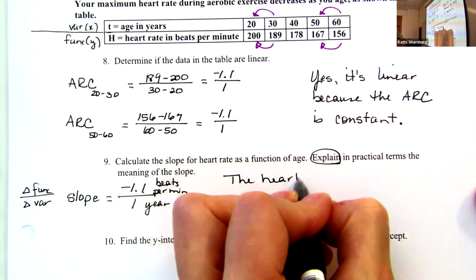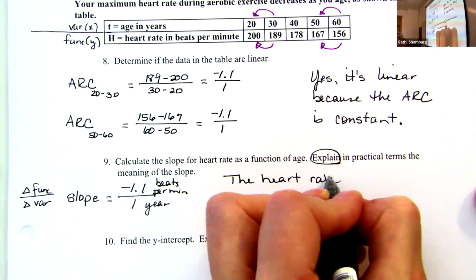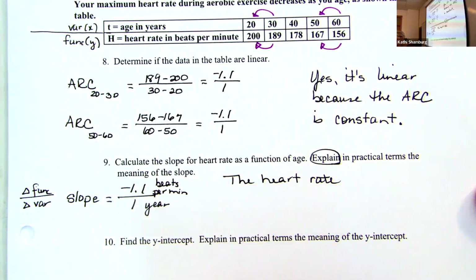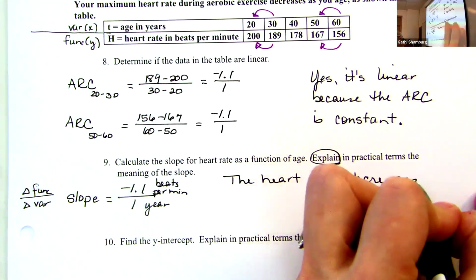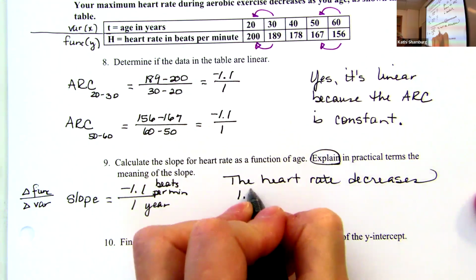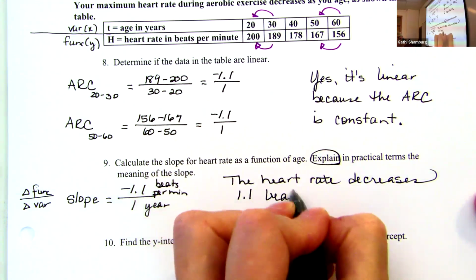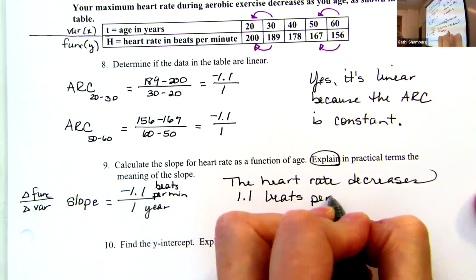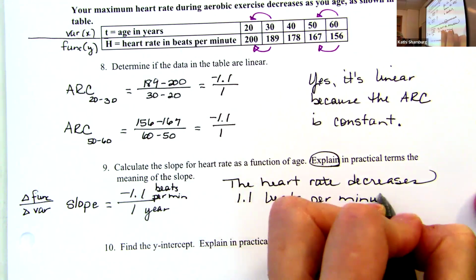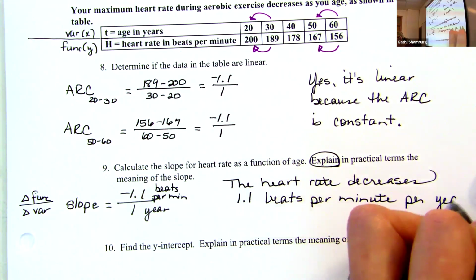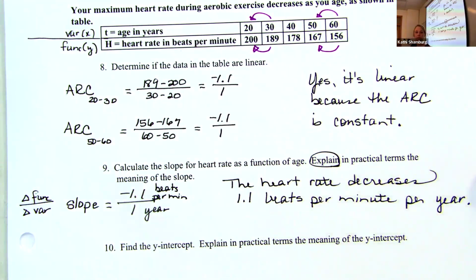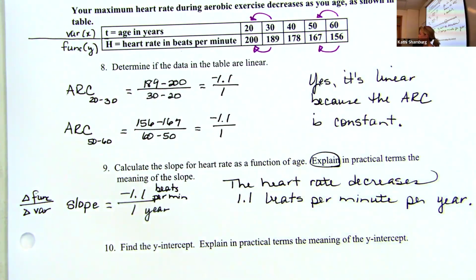Okay, so the heart rate, what is that heart rate doing? Decreases 1.1 beats per minute per what? For 1 year or just per year? Okay.